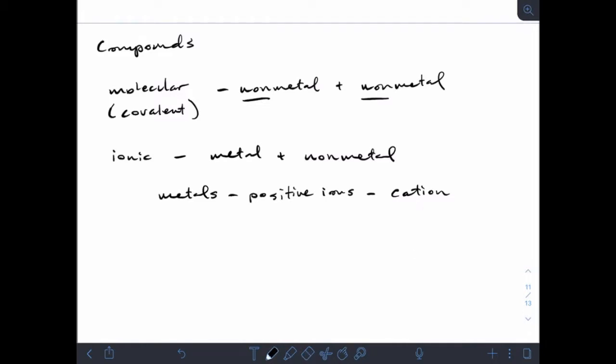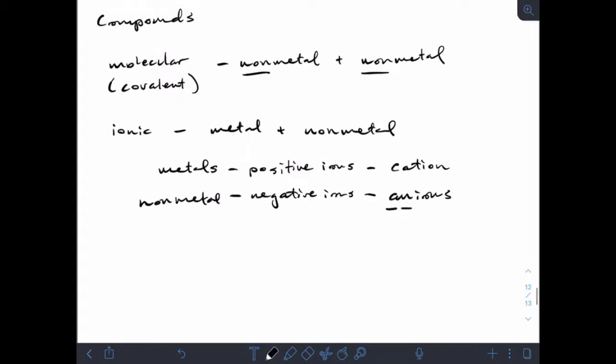The nonmetal in this situation: nonmetals tend to gain electrons, so nonmetals form the negative ion, and those are called anions. One way that I've heard to remember that these are negatively charged is "a negative ion." So cations are positive, anions are negative. We have the two main types of compounds: molecular or covalent compounds, which are nonmetal plus nonmetal, and ionic compounds, which are a metal plus a nonmetal.